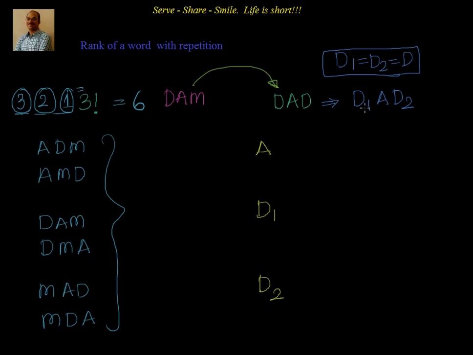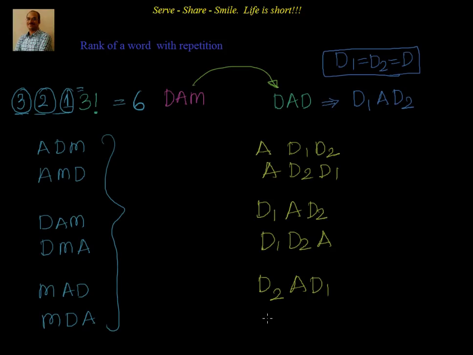If I start with A, I have A D1 D2. The next word will be A D2 D1. Then starting with D1, I will have D1 A D2, and also D1 D2 A. If I start with D2, I will have D2 A D1, and also D2 D1 A.